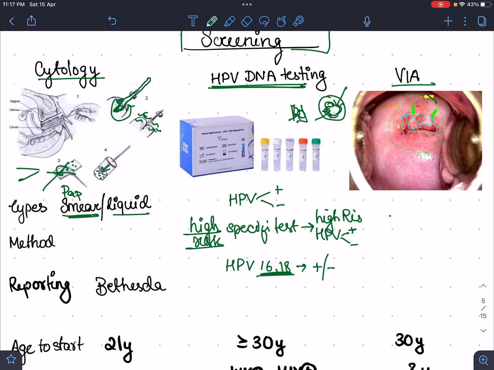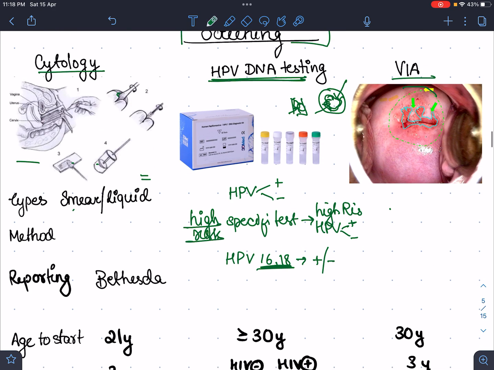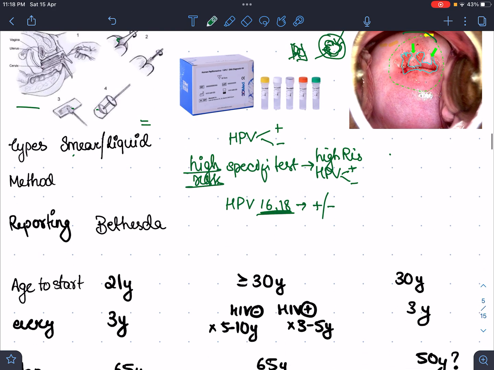Whereas on liquid, when you are centrifuging, everything will separate. So presence of blood or absence of blood is not a problem. So that is your cytology. So you have liquid based and smear based cytology. Now coming to the next part. The method that I have described to you all, your reporting is done based on the Bethesda system.